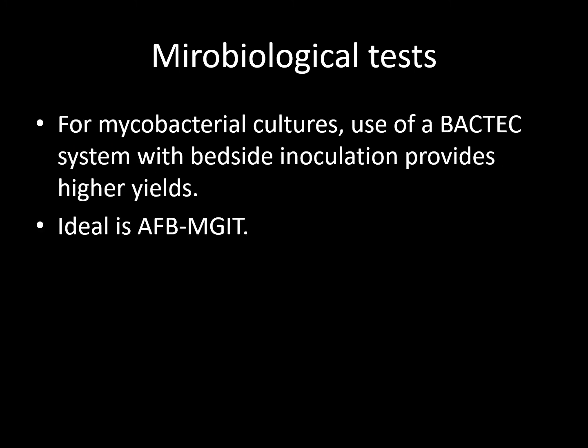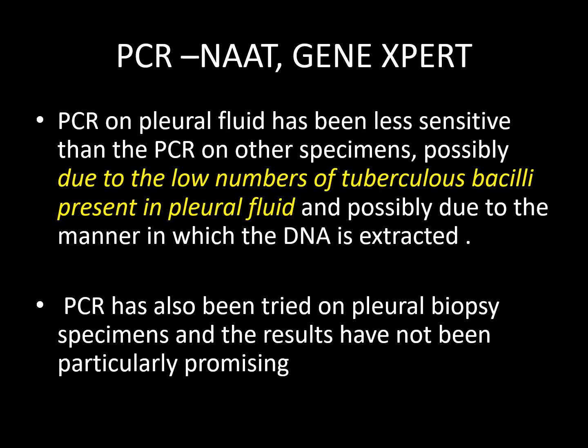For TB, use of the Bactec system with bedside inoculation provides higher yields. The ideal method of culture is AFB MGIT. Coming to the PCR based test, PCR on pleural fluid has been less sensitive than PCR on other specimens, possibly due to the paucibacillary nature of pleural fluid and possibly due to the manner in which DNA is extracted. PCR has also been tried on pleural biopsy, but the results have not been that promising.